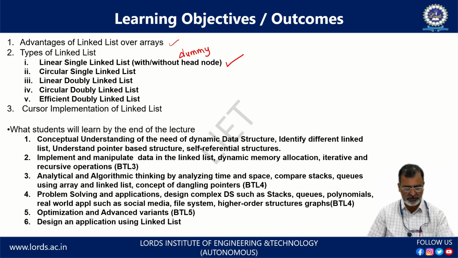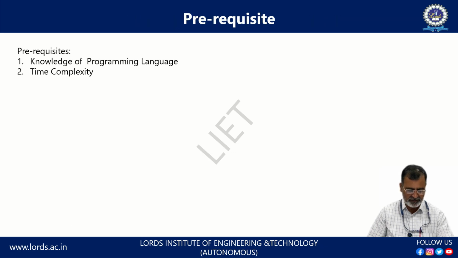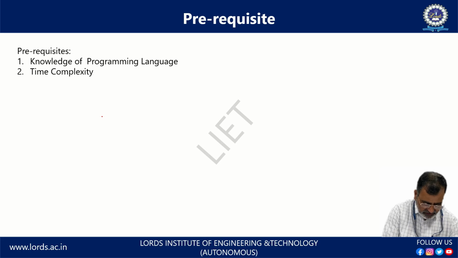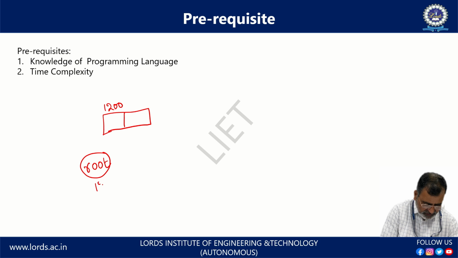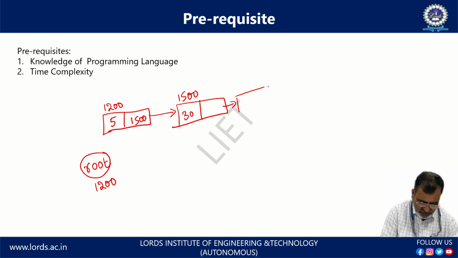We will first try to solve this problem by using a dummy head node. So why is this required? Because if you take a single linked list, maybe I have a variable called root, which contains the address. Let us suppose the address of this is 1200. The data I am storing here is 5, and there is a next node. Now let us suppose I create a new node at 1500. The data I store here is 30, and the next node I store is, say, 1800.